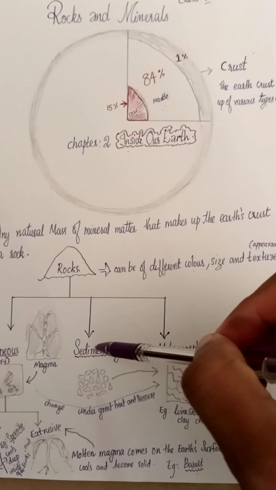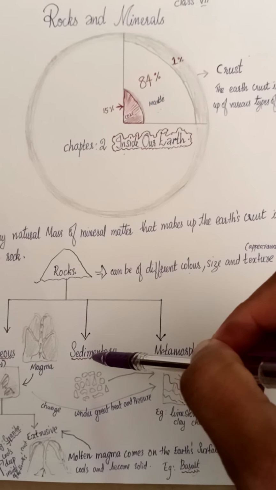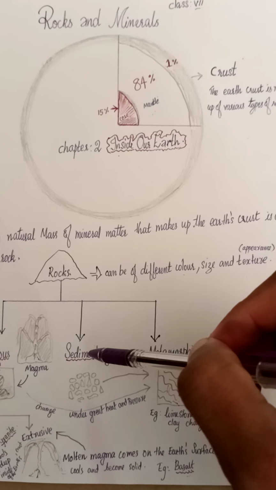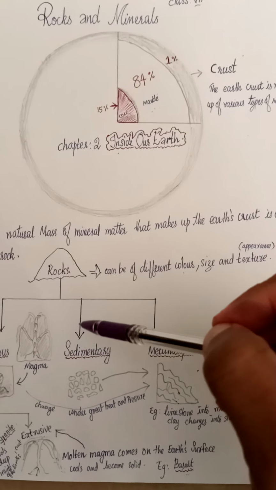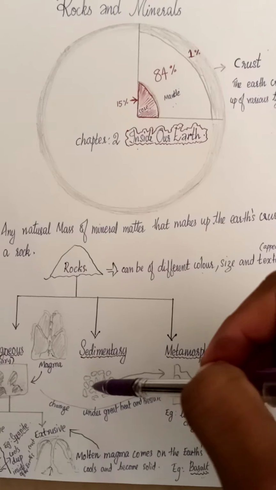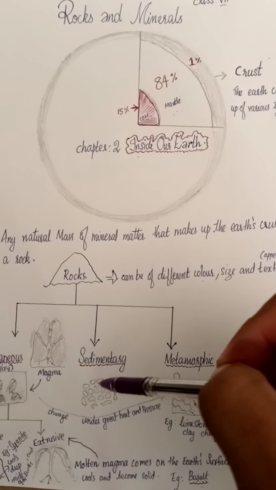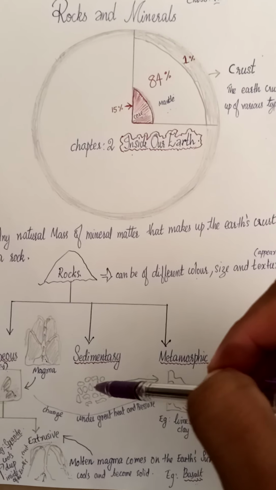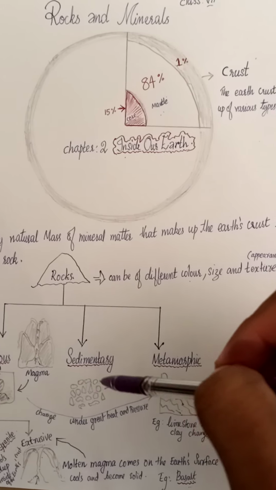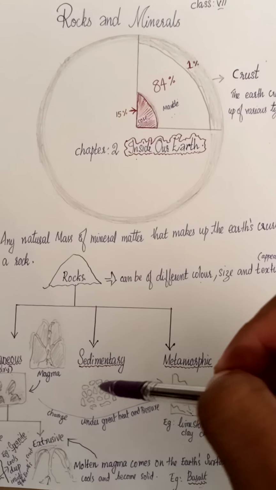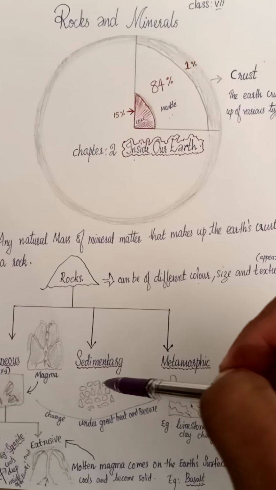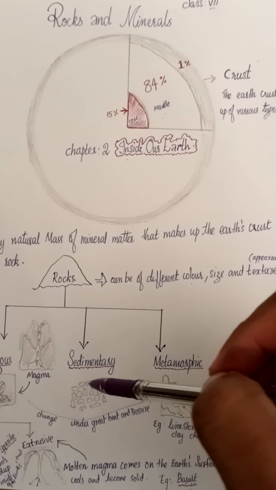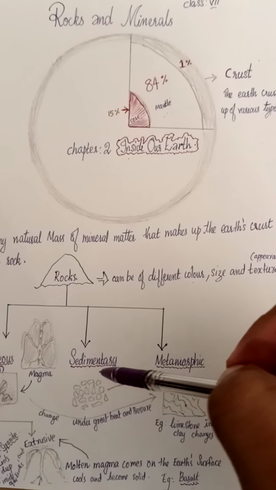Next, sedimentary rocks. These sedimentary rocks are formed due to wind, rolling down, and breaking up of rocks, forming sediments. Sediments means small pieces of rocks that form due to certain conditions. These sediments join together and form the sedimentary rocks.